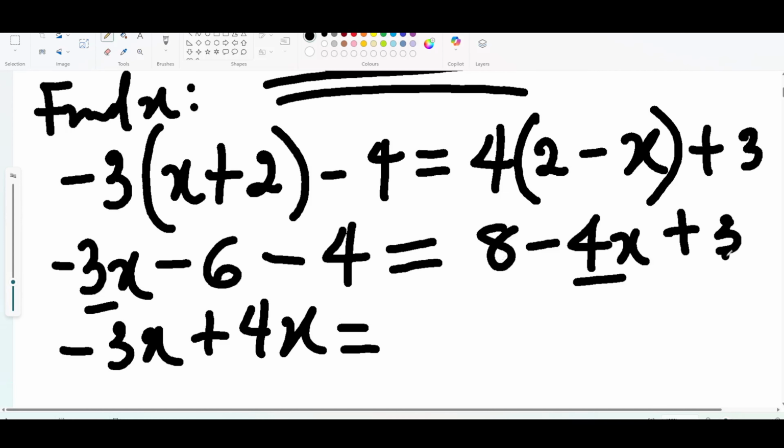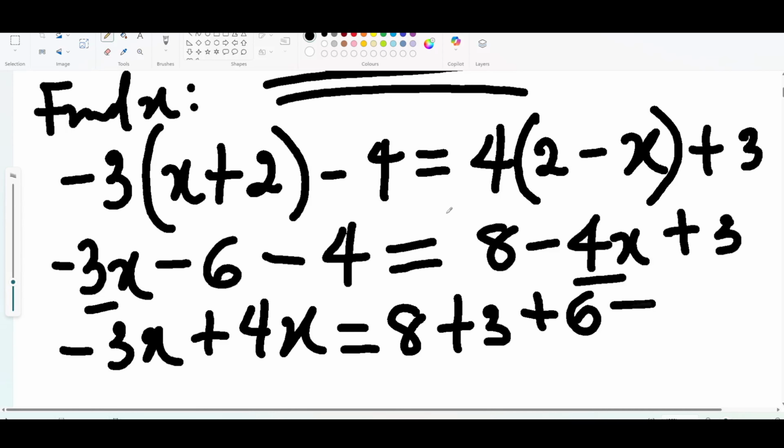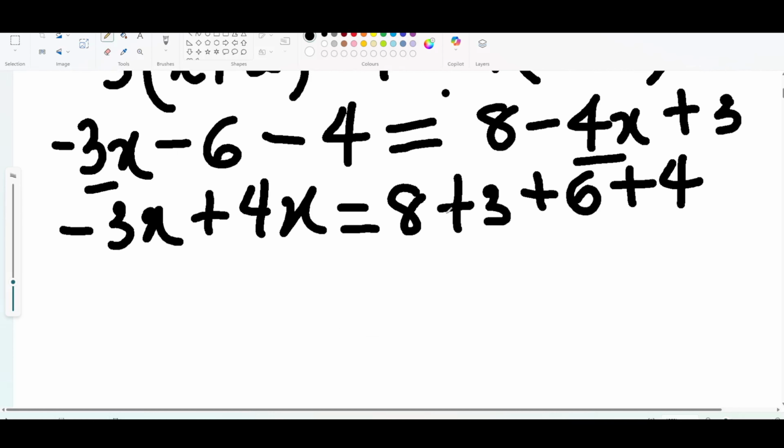So, and this is 3 here, so 8 plus 3. Then this minus 6 and minus 4, they are also here, so they are going to be brought to the other side. Their signs are negative, so minus 6 when brought to the other side becomes plus 6. Minus 4 when brought to the other side becomes what? Plus 4.